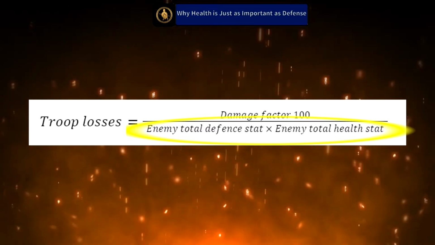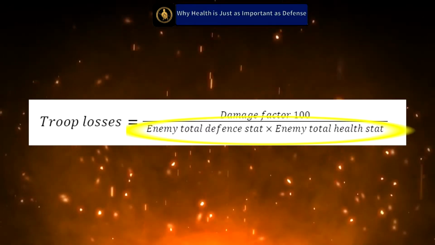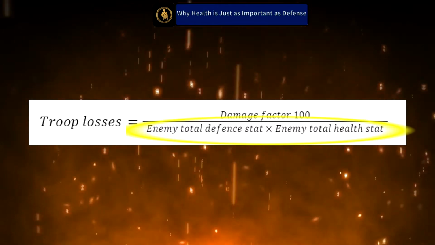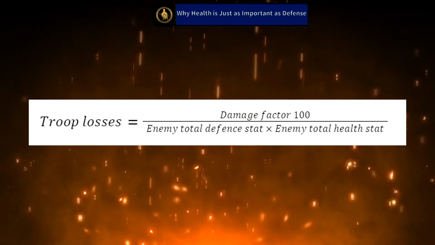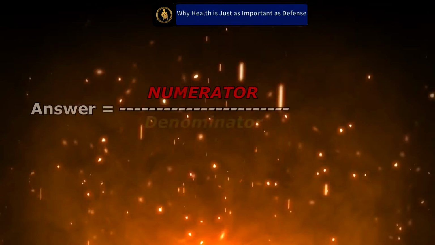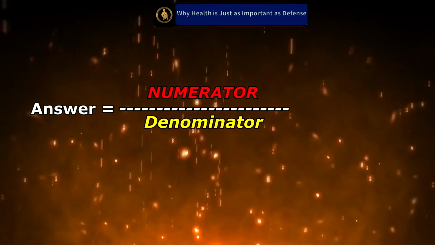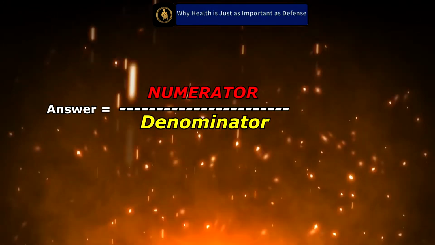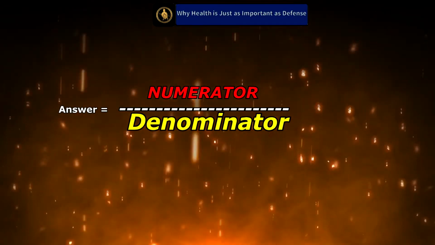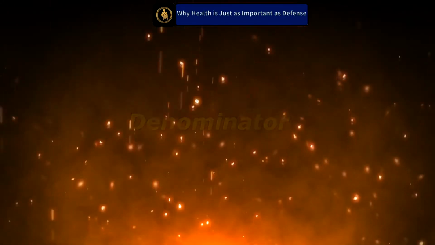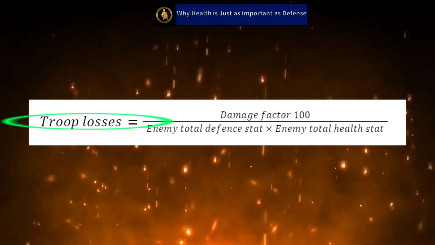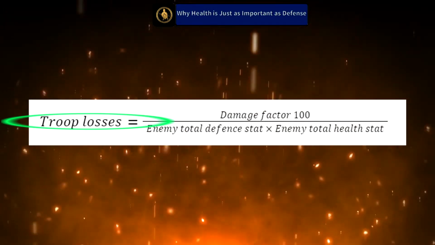Now let's visualize this. Because both health and defense are used as a denominator in the formula, the more health or defense you have equates to less troop loss. So in mathematical terms, the larger your denominator is, you're always going to have a smaller answer. So in this case, you're going to always have a smaller amount of troops lost.